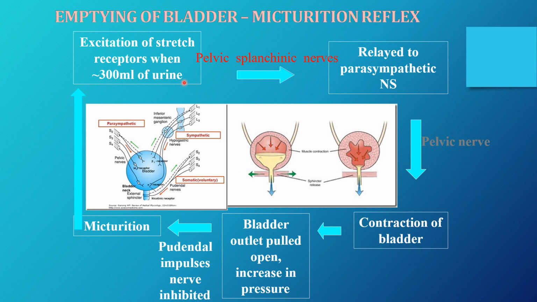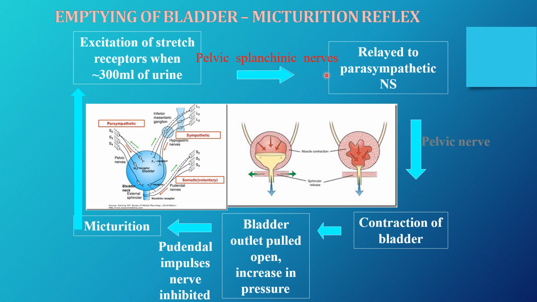Now the micturition reflex, or emptying of the bladder. It starts by excitation of stretch receptors when the volume reaches more than 300 ml. The pelvic sphincter nerves will be activated, and this is related to the parasympathetic nervous system. Via the pelvic nerve it causes contraction of the bladder, the bladder outlet is pulled open, and an increase in pressure occurs, and the pudendal nerve impulses are inhibited. Why? Because the pudendal nerve causes voluntary contraction of the external sphincter. So this has to be inhibited for micturition to take place.